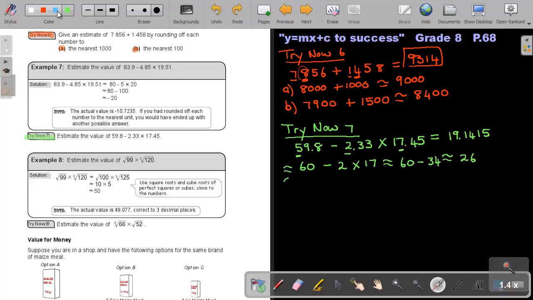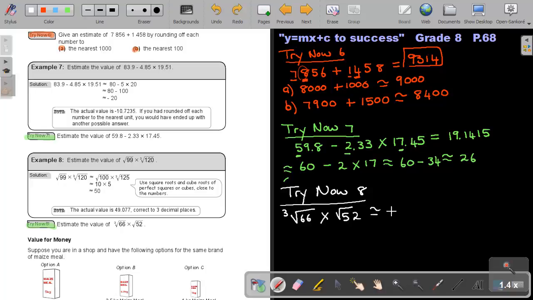Now, do for me, try now 8, this one. So it's the cube root of 66 times square root of 52. So we can approximate, let's take the cube root of 64, and what is the closest square number? That will be 49. And then I will get an answer if I take that of 4 times 7, and my estimate will be 28.